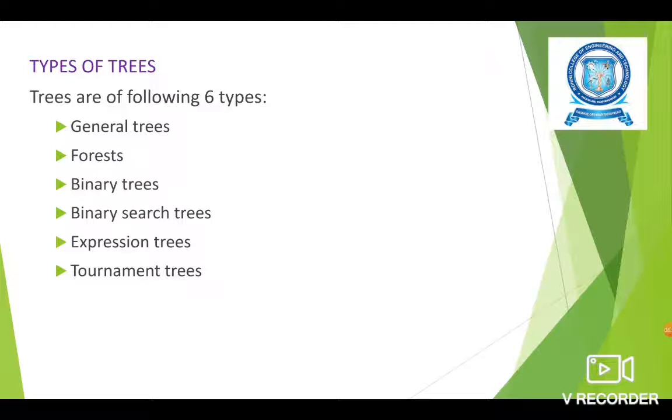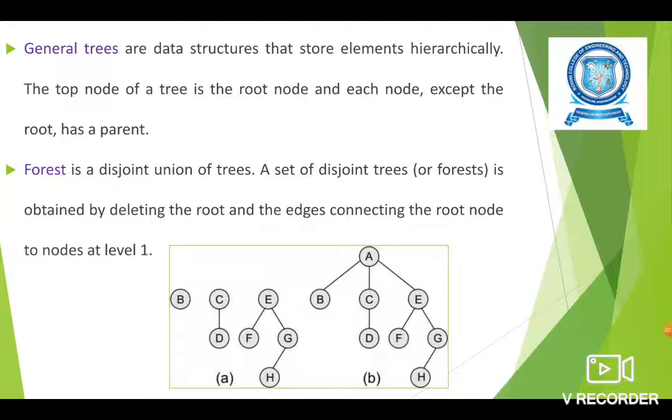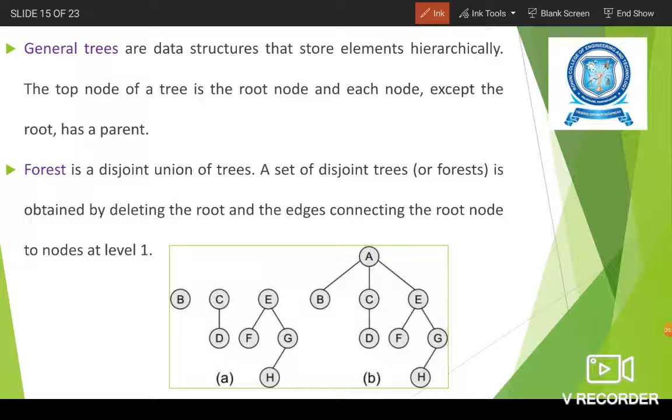The trees are classified into 6 types: general trees, forest, binary tree, binary search tree, expression tree, tournament tree. So a general tree is a data structure that stores the elements in a hierarchical manner, and the top node is designated as the root node, and each node except the root node has a parent. Okay, so the normal tree is called a general tree. Then the forest is a disjoint union of trees.